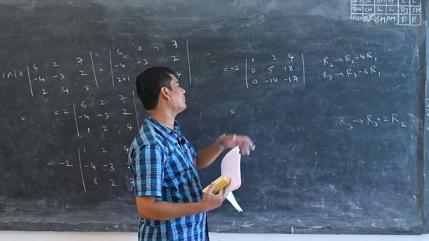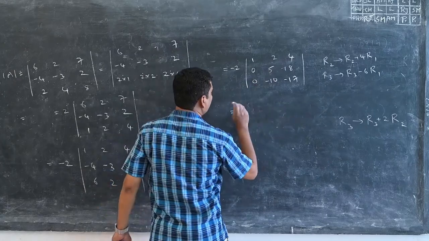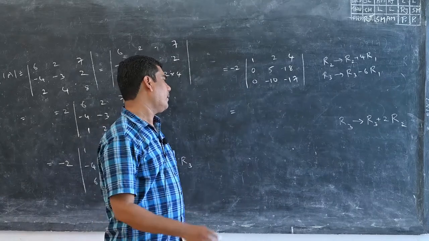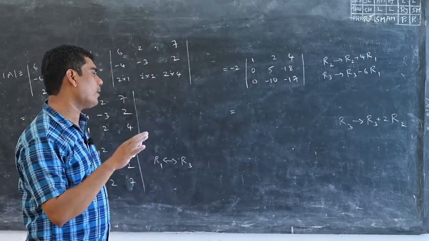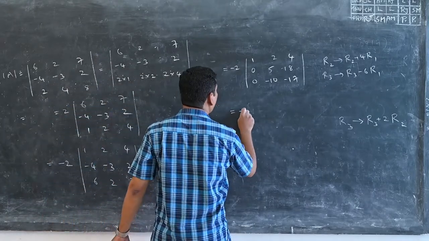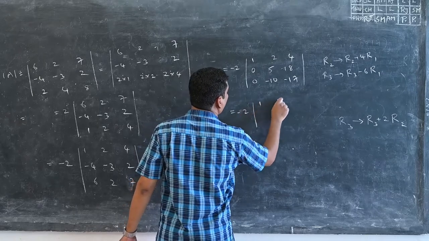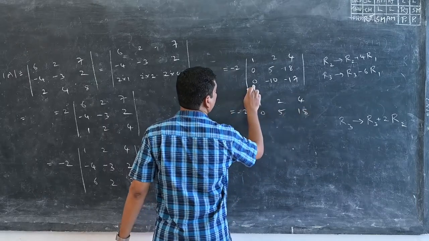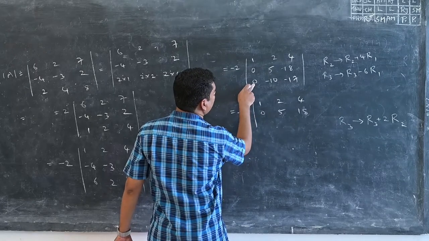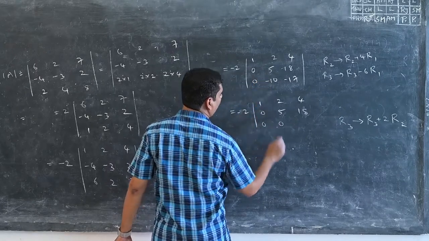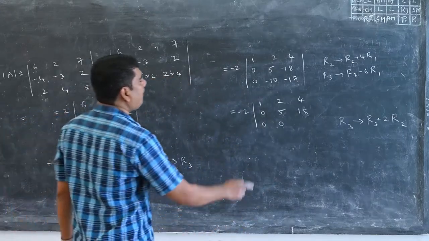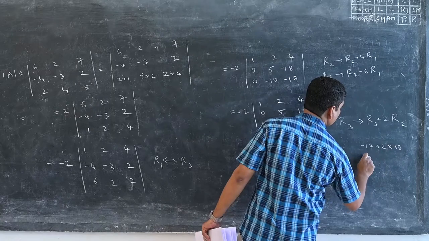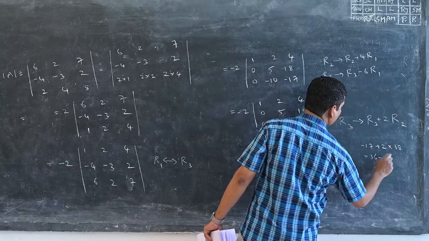This minus 10 becomes 0. So we perform this row operation. If we perform this row operation, then the determinant remains unchanged. Adding a multiple of one row to another row, the determinant remains unchanged. So this is minus 2 into the determinant of 1, 2, 4, 0, 5, 18. This is R3 plus 2R2: 0 plus 2 into 0, minus 10 plus 2 into 5, 0, minus 17 plus 2 into 18. It is 36 minus 17, 19.